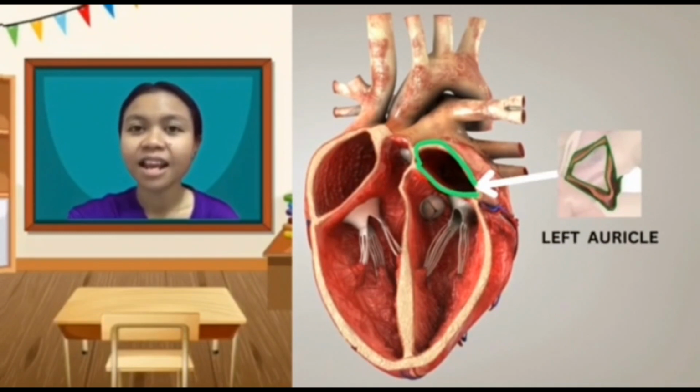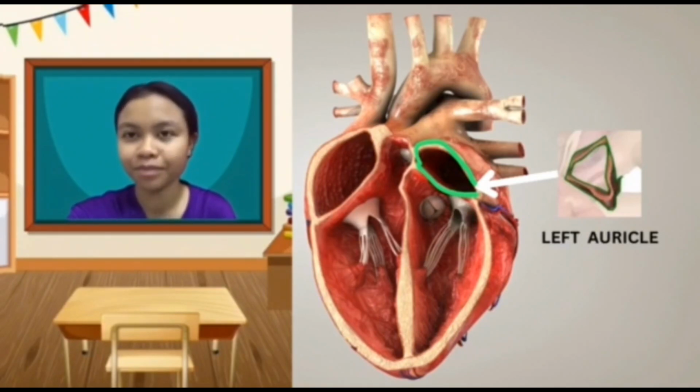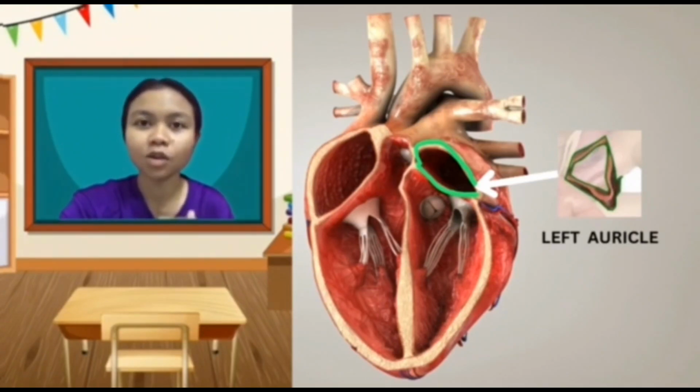Beside that, the left atrium also has a small appendage called the left auricle. The location of the left auricle is on the anterior surface of the left atrium. It's near the left pulmonary vein and the left circumflex artery. The left auricle contains pectinate muscle that helps to prevent blood clotting.